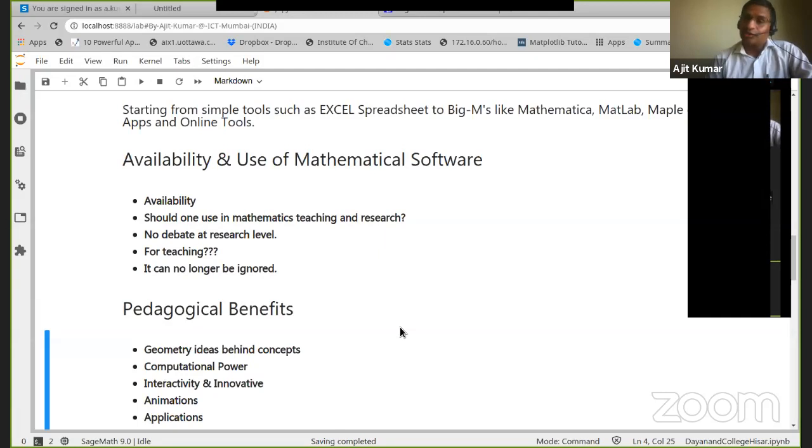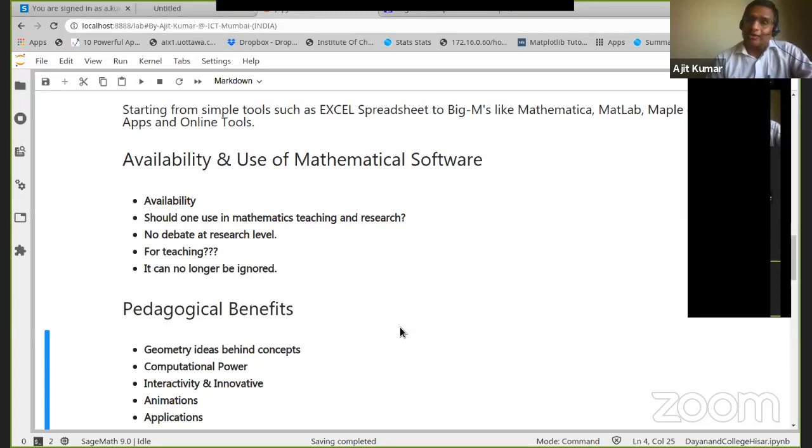I said you can bring out the geometric idea behind the concepts. And of course, you can show the computational power, the kind of nonlinear equations you just now saw in Professor Markande's talk. It is just impossible to solve by hand. So you have to use numerical techniques. You need to code, right?